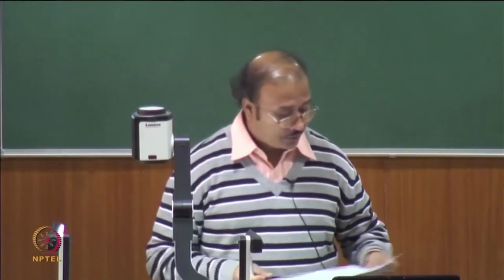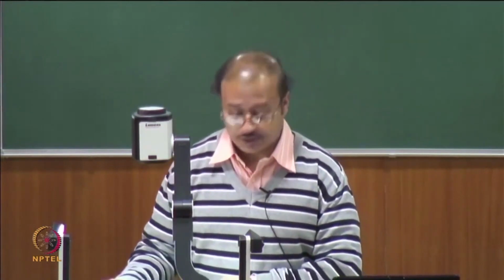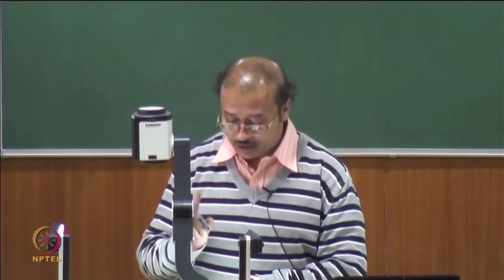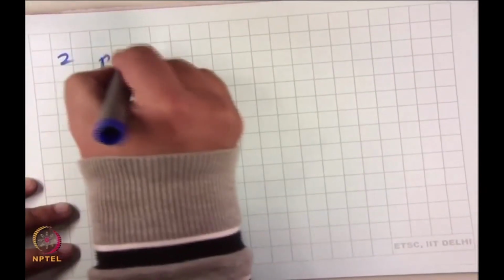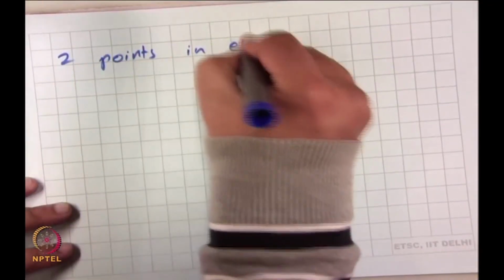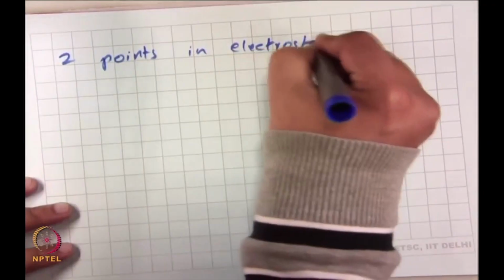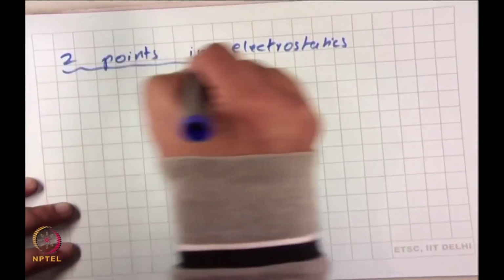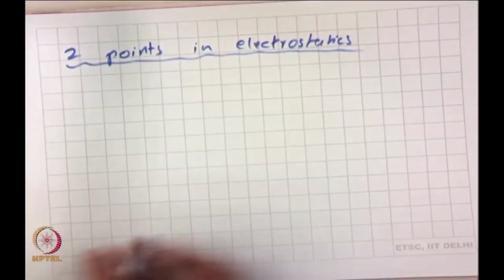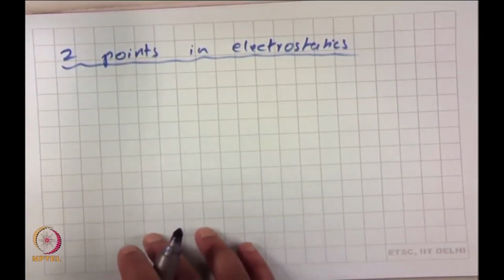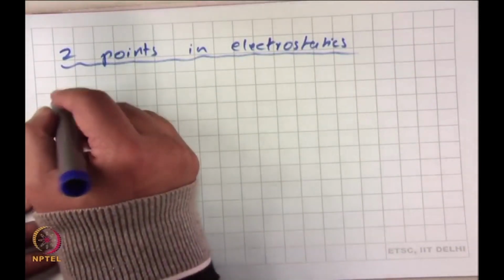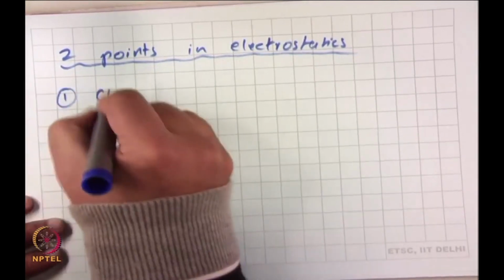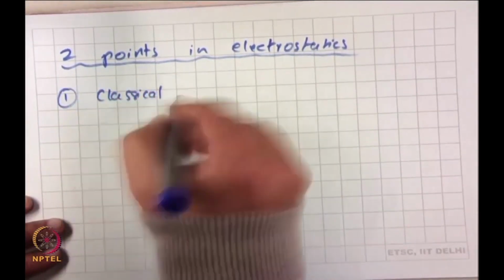So, moving on, what we will do is we will start with intermolecular interactions, right. But before that, let me make a couple of points. Let us talk about 2 points in electrostatics, and I will tell you what 2 points I am talking about. So, how can electrostatics come into picture? There are 2 ways essentially, especially for proteins. We are always thinking about proteins because that is what we are talking about, our biomolecule. The one is classical electrostatics.